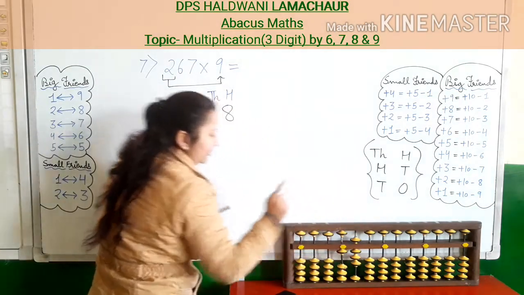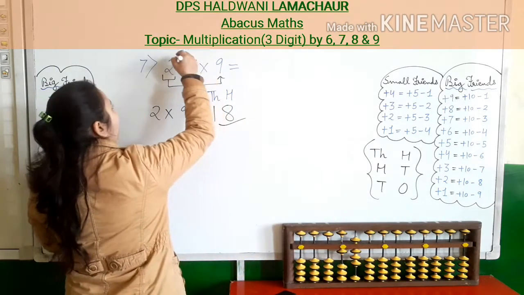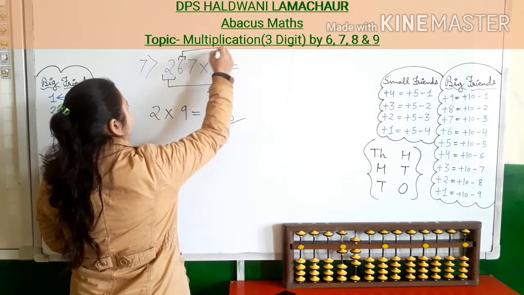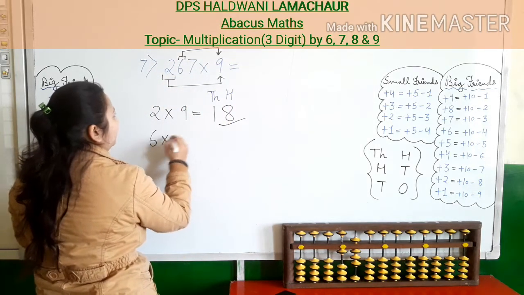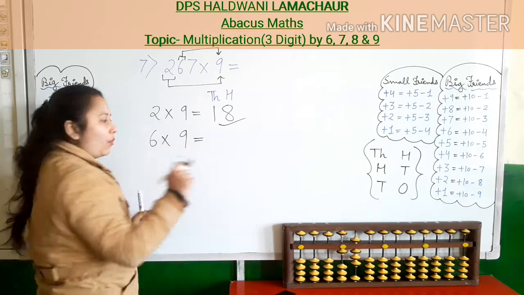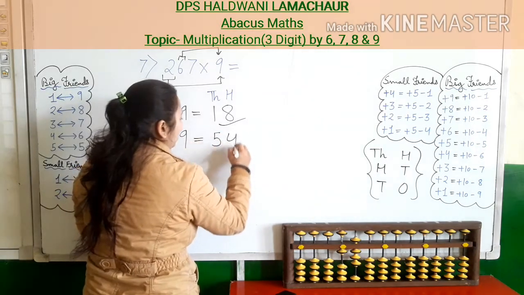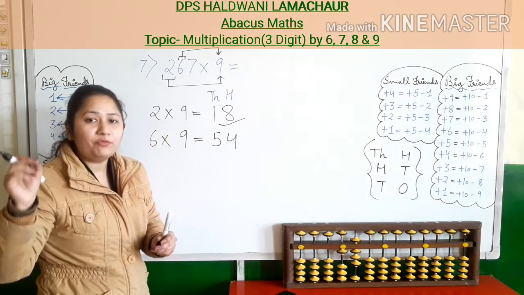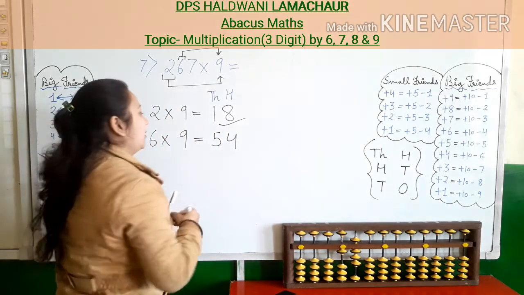1 and 8. And it is done. Now multiply the next digit with 9. Now 6 into 9. Now 9 6s are 54. Just learn the table, kids. The table should be on your fingertips.